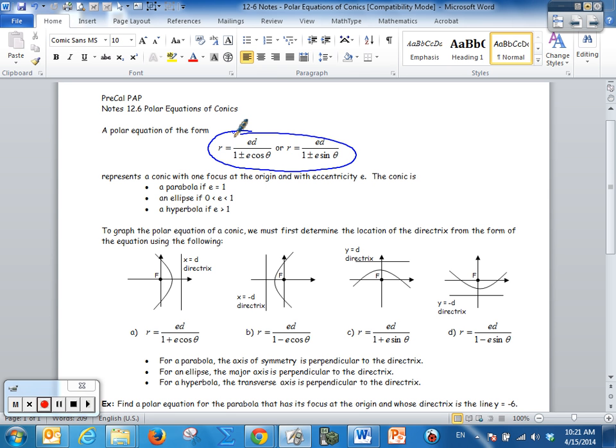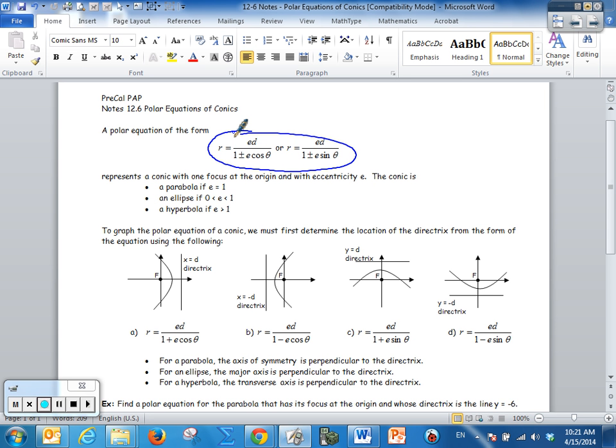Actually, this particular topic appears in upper level calculus, like Calculus 3. We don't do the polar form of conics in Cal 2, we just do regular polar equations in Cal 2. But this is a pretty important topic to understand.